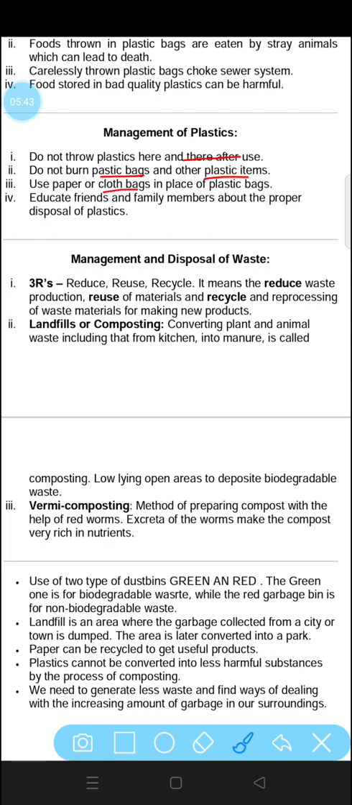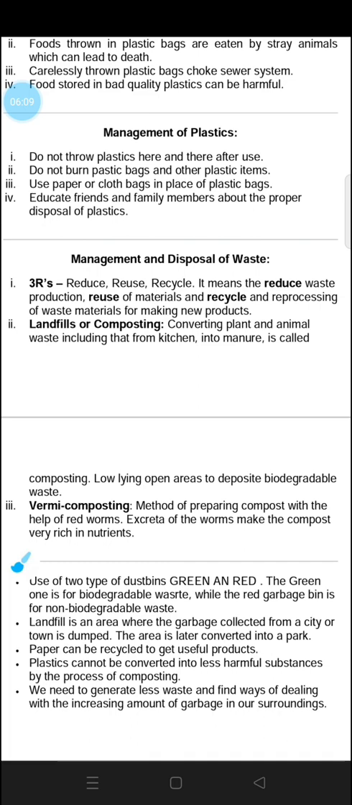Use paper or cloth bags in place of plastic bags. Instead of using polythene bags or plastic bags, we can use cloth bags or jute bags because they are decomposable in nature. Educate friends and family members about the proper disposal of plastics. You can dispose of plastic in a different way so that it can be renewed again by the renewable cycles.